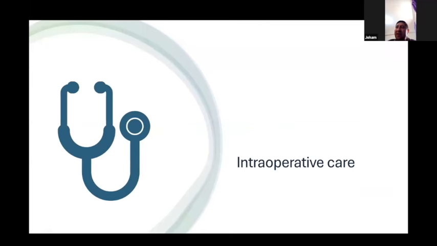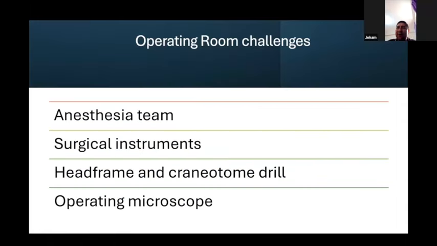In the case of the intraoperative care, we could face very challenging situations. First of all, our anesthesia team was not used to challenging cases, so at the beginning there was a lot of resistance to operating ruptured aneurysms, AVMs, and posterior fossa tumors.